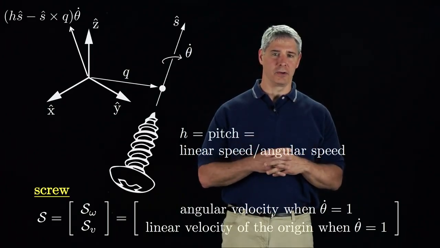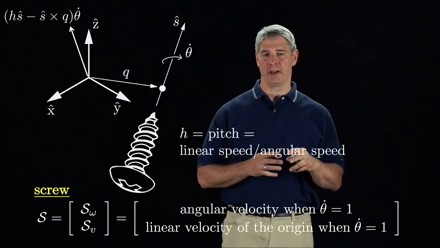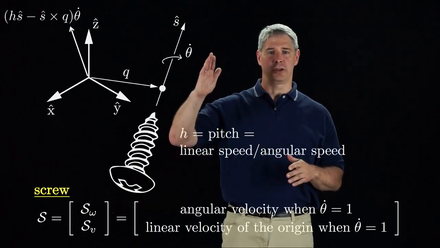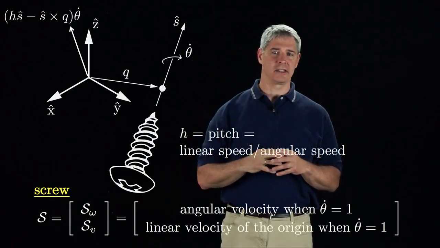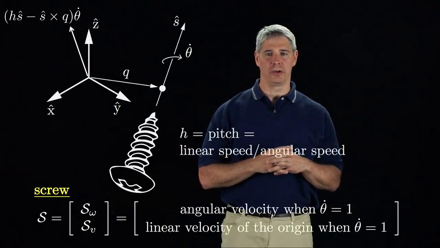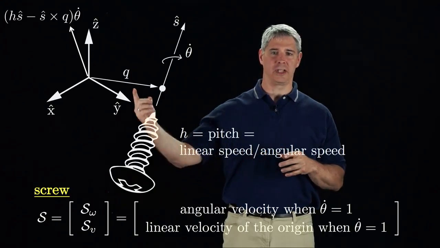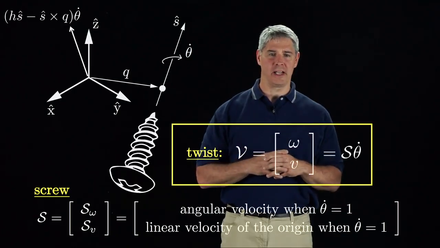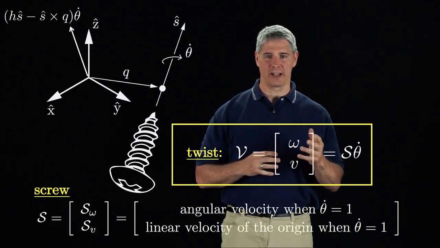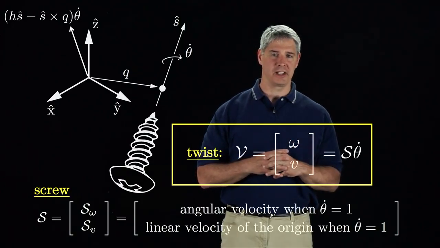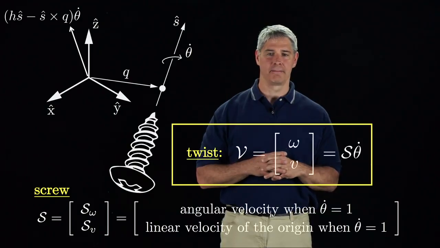The linear velocity of the origin, as you see in the figure, is a combination of two terms: h times s, which is the linear velocity due to translation along the screw axis if there is a non-zero pitch, and minus s cross q, which is the linear velocity due to rotation about the screw axis. Multiplying our representation of the screw axis S by the scalar rate of rotation theta dot, we get the twist, a full representation of angular and linear velocity.